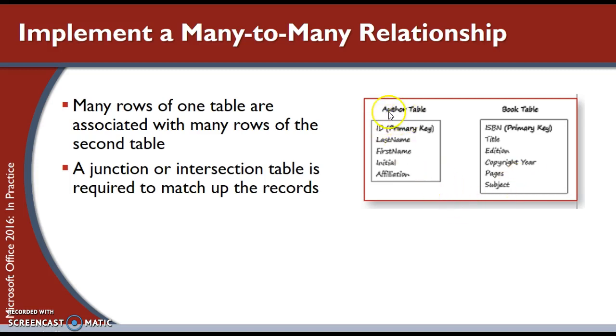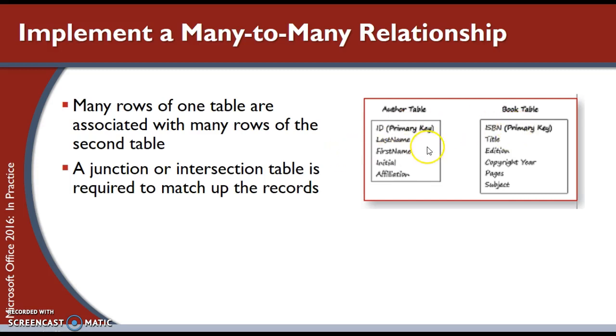An example here is a table for authors. This is going to list all the information about an author. We have a table for books. It's going to list all the information for the books. An author can write many books, and the books can have many authors.